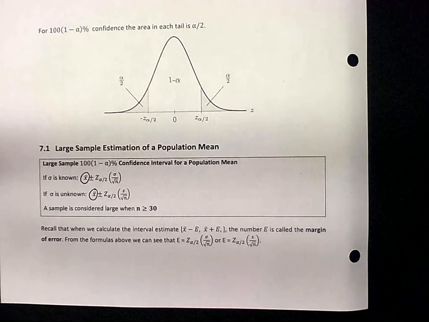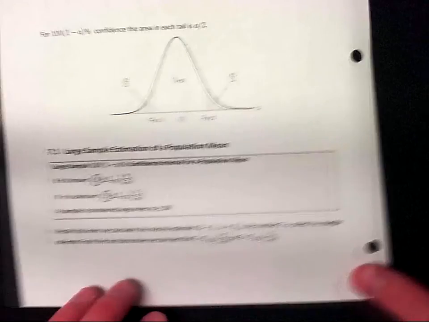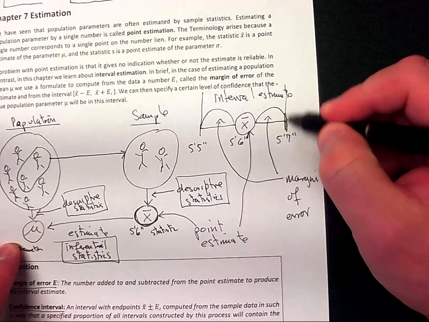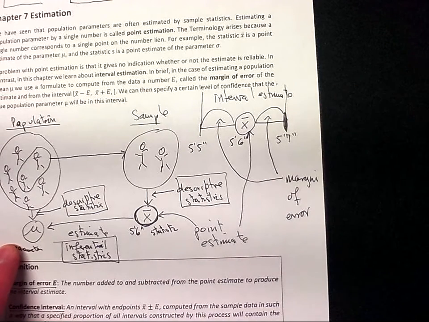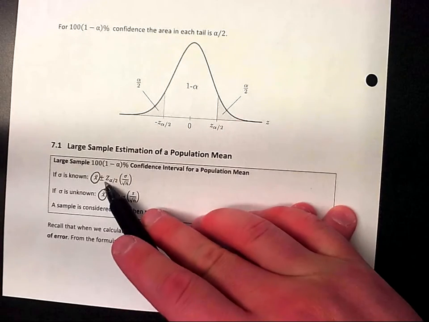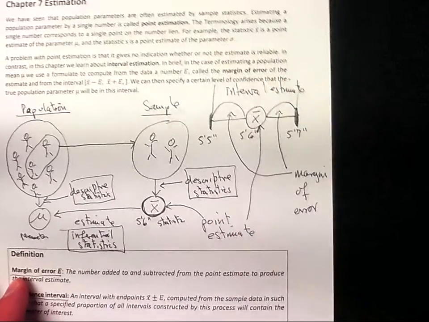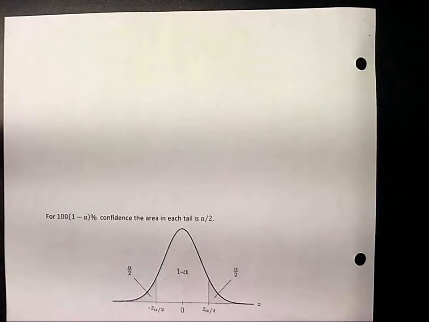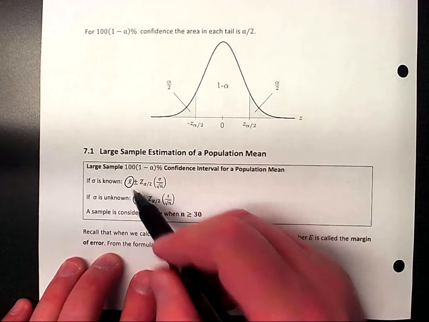Whenever we take x bar and add something to it, that's going to give us the upper bound of our interval. Whenever we take x bar and subtract something from it, now we're going to come up with the lower end of our interval. Right? Is everybody good with that? All right. So that's what this formula right here represents.